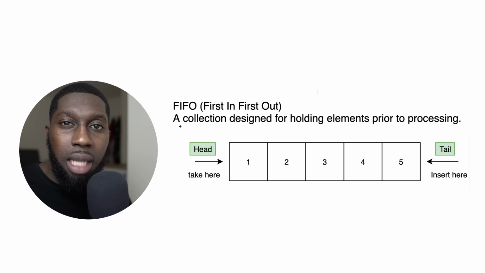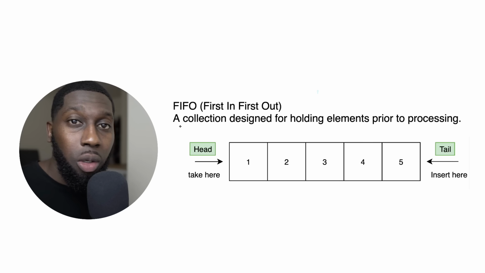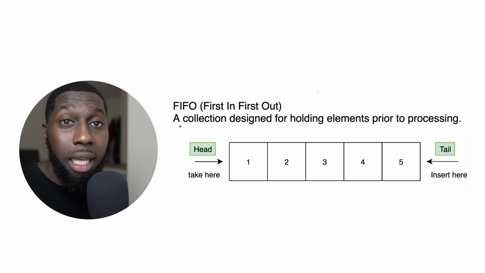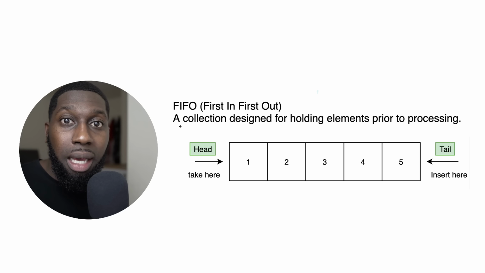Now a real world example would be, if you go to a supermarket, right? You've got some groceries and you want to go and pay at the checkout. Technically that is a queue data structure. If you get in first, you are the first one to come out. If you get in last, you are the last one to come out. So basically, first in, first out.